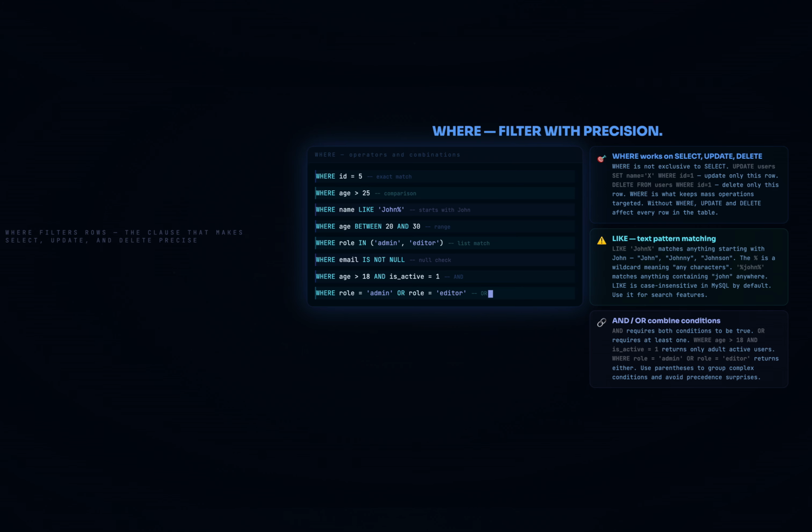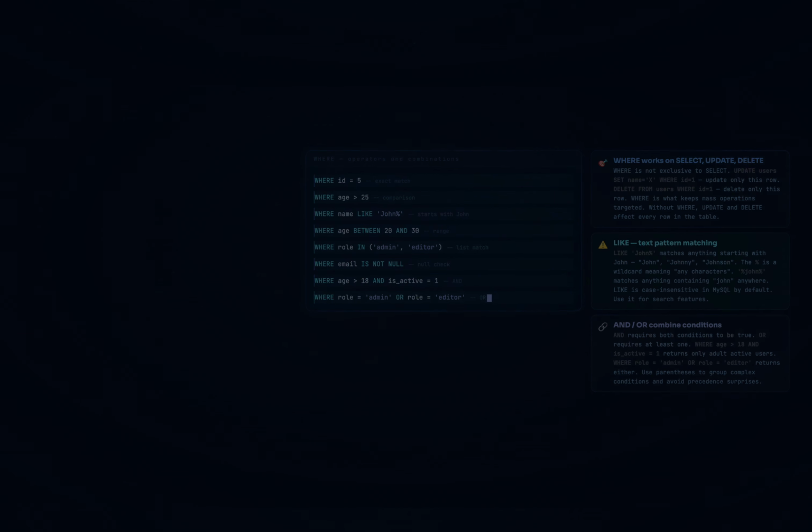AND requires both conditions true, OR requires at least one. WHERE age > 18 AND is_active = 1 returns only adult active users. Use parentheses when combining AND and OR to make precedence explicit. A complex WHERE clause is just a precise description of exactly which rows you want.